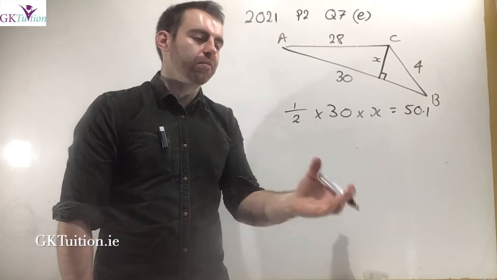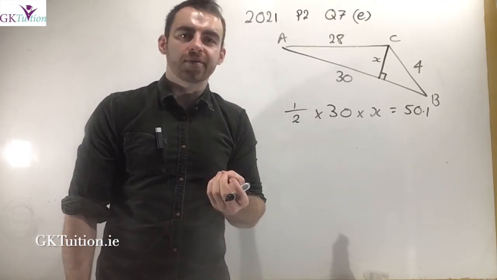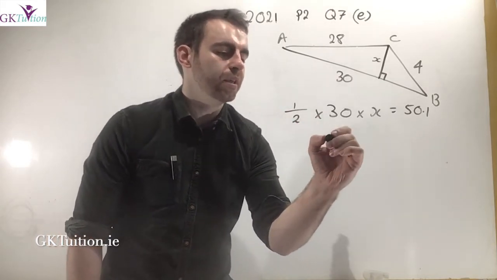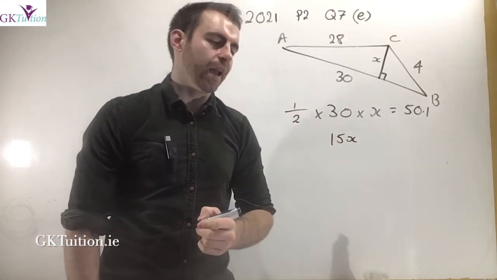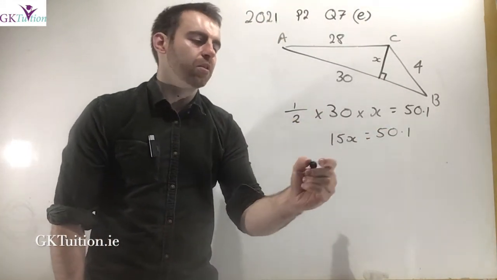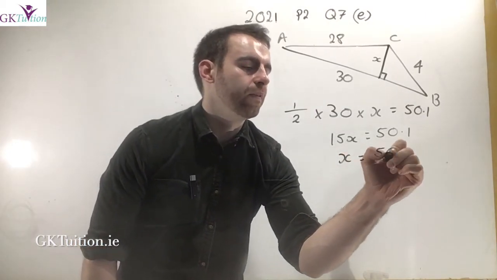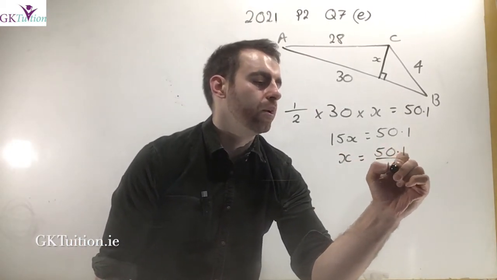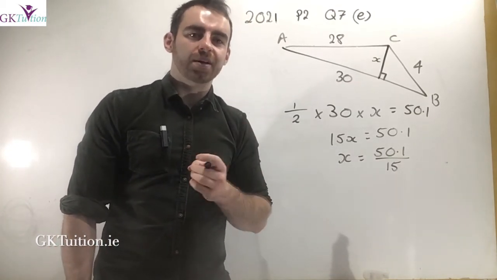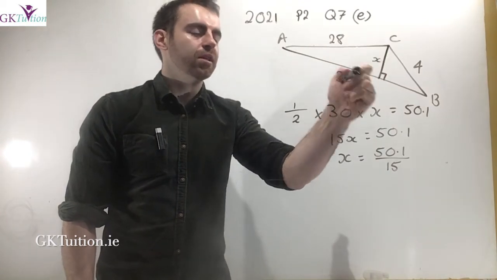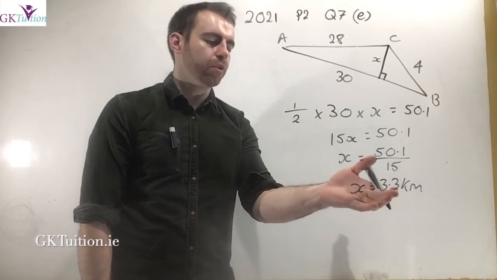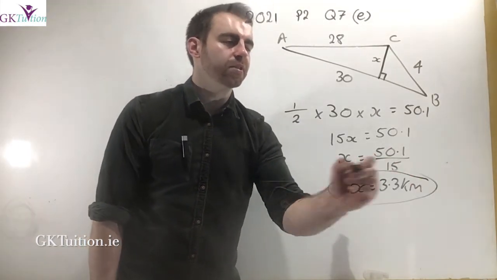So all I have to do now is solve this. I've got one equation and one unknown. I can find the value for x. I suppose the easiest thing to do first is multiply the half by 30, and on the left hand side I end up with 15x. 15x will be equal to 50.1. And to get x on its own, I simply divide both sides by 15. So x is 50.1 divided by 15. And if I plug all that into my calculator, I'm going to get my final value for x, the distance from C to AB. To one decimal place, your answer works out as 3.3 kilometers. So that's your final answer for part E here.